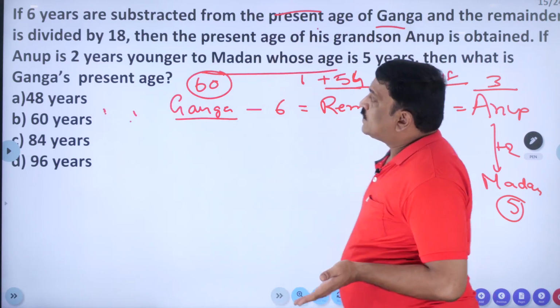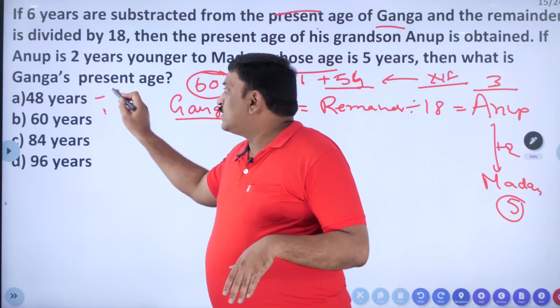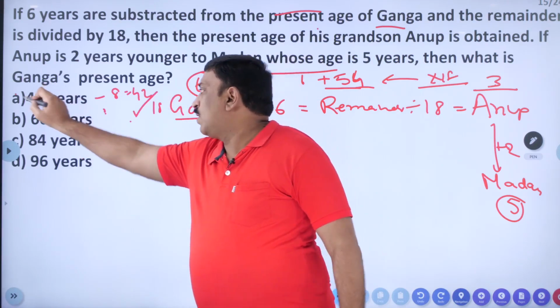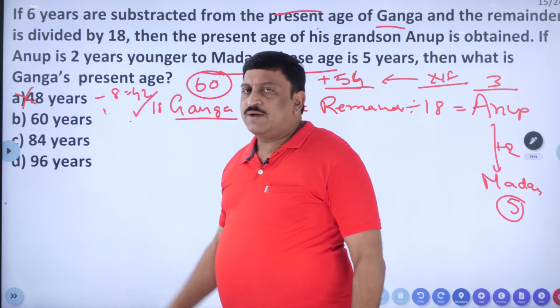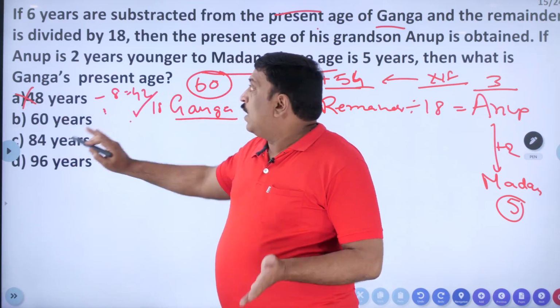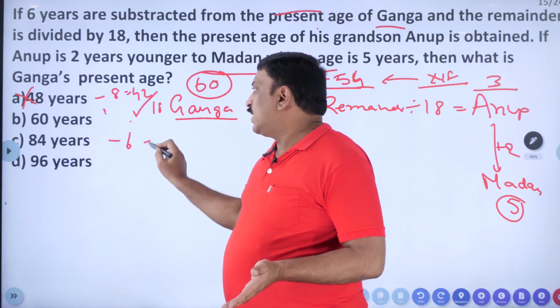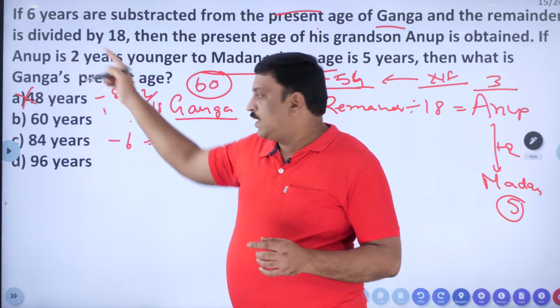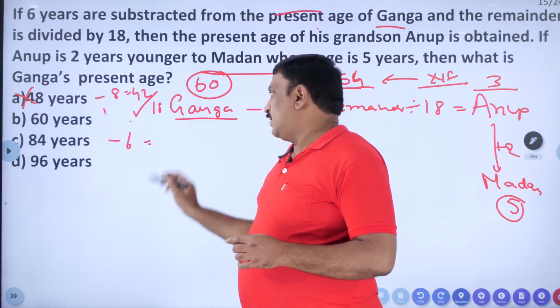42, and the remainder is divided by 18. If we remove 6, that is 42. 42 can't be divided by 18, so this is wrong. We know it is 60, fine, okay, and it comes to 84. 84, when you remove 6 first, if it is 84 and you remove 6, definitely you will get 78.